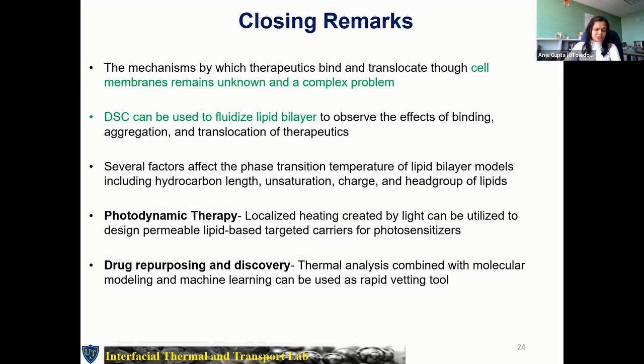And I also showed you briefly how we can repurpose or rediscover a molecule. So if you know there's a photosensitive molecule or a dye used in photography, we can use these tools to quickly vet out if they can be used for PDT applications or not.